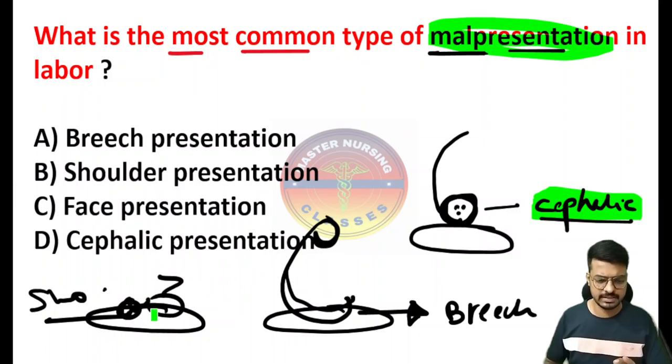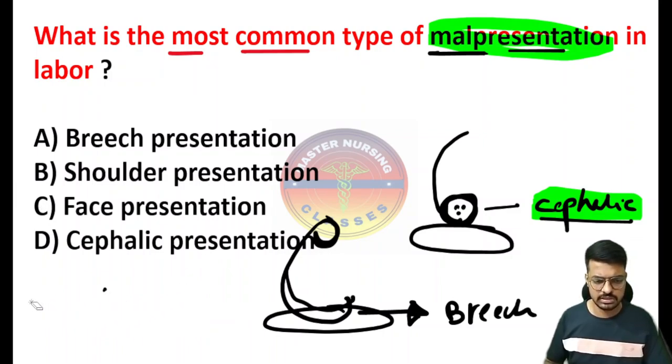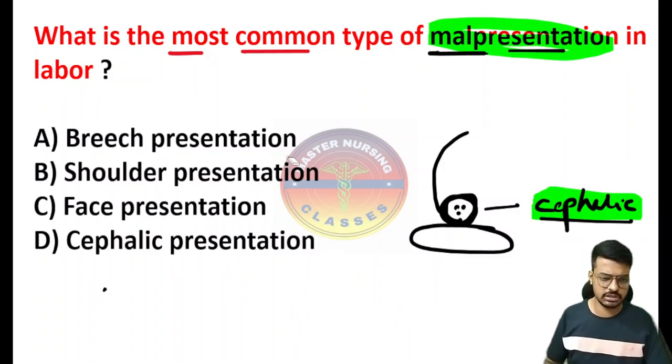Clear, bacho? If the face is here, that is the face malpresentation, right? So only one presentation is normal, that is the cephalic presentation, and all other presentations are malpresentation. So the most common type of malpresentation is, yes, option D. I have told it is normal, so it's not a malpresentation. So I'm eliminating option D here, right?